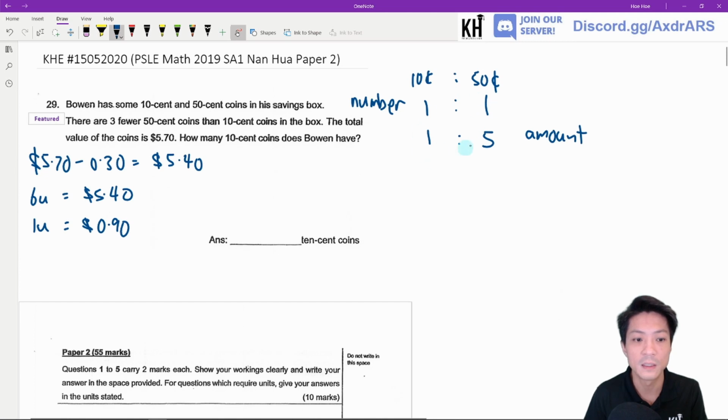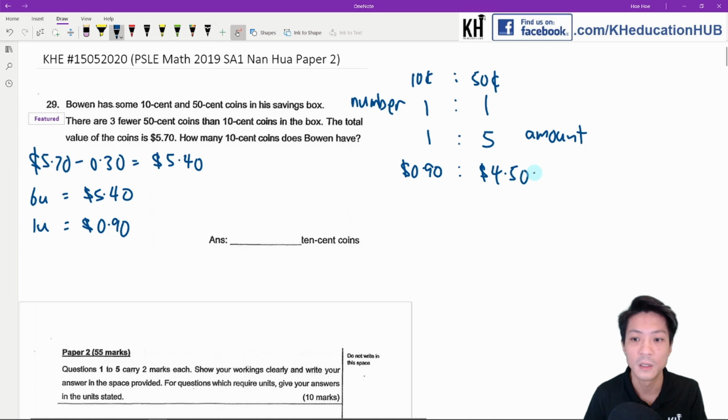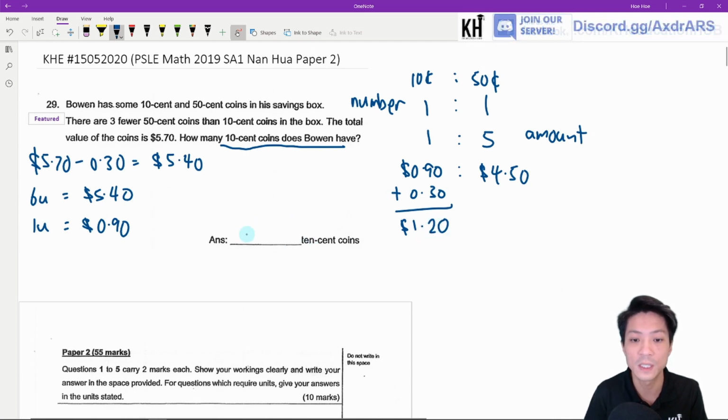Okay, which means that this 1 unit over here is 90 cents, and this will be 450. But remember, at the very beginning we removed away 30 cents over here. So which means that you need to plus another 30 cents, which means that you'll be 120. The question is asking you how many 10-cent coins does Bowen have? So $1.20 will have 12 10-cent coins.